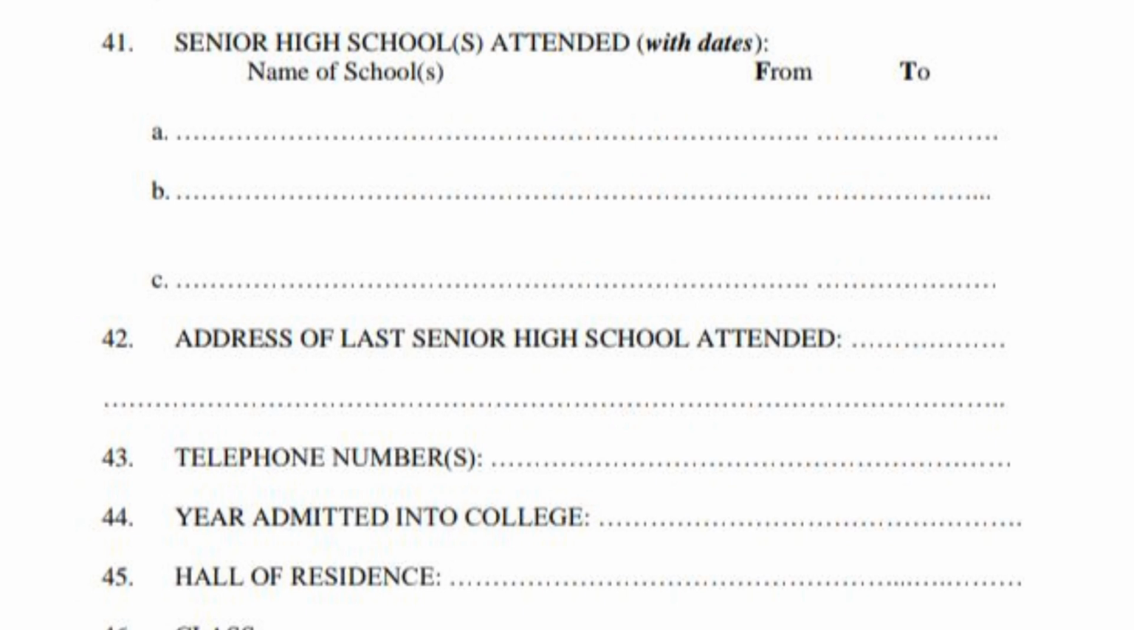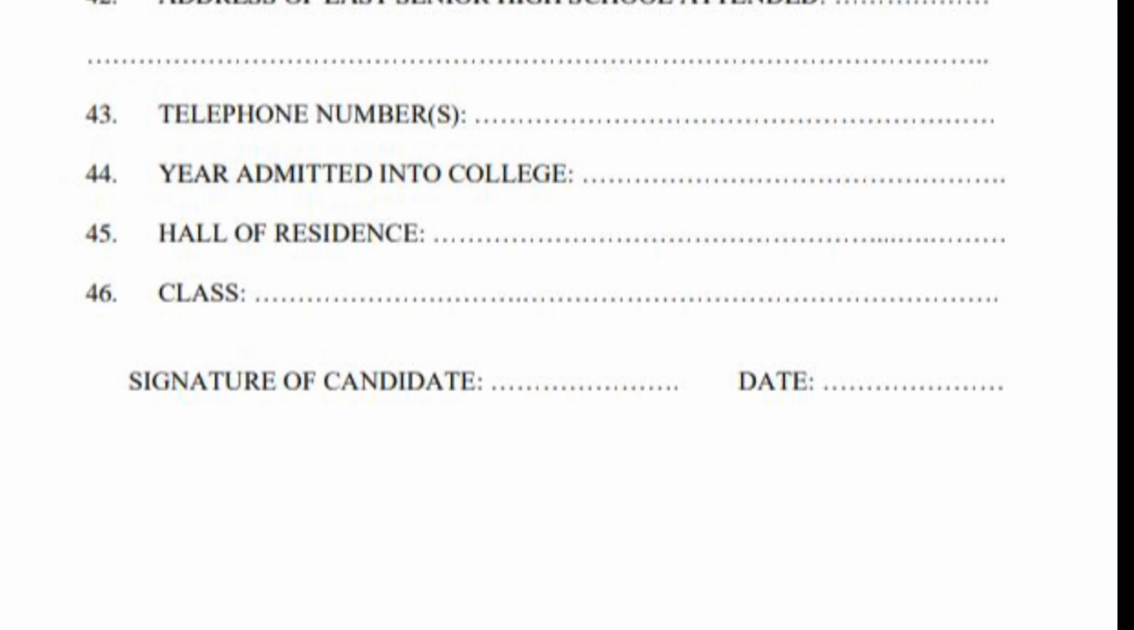Then the year in which you were admitted into college, 2024. So you enter 2024. Your hall of residence, like schools like St. Monica's, you realize that with the admission list I posted, they were given their respective halls already. I think Holy Child issued the halls already. So you just look at the admission list, you enter your hall, and you're also good to go.